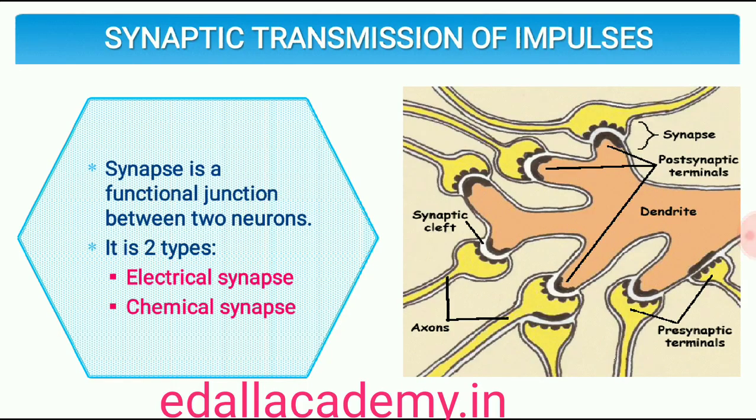21.3.2 Transmission of impulses. A nerve impulse is transmitted from one neuron to another through junctions called synapses. A synapse is formed by the membranes of a presynaptic neuron and a postsynaptic neuron, which may or may not be separated by a gap called synaptic cleft. There are two types of synapses, namely, electrical synapses and chemical synapses.